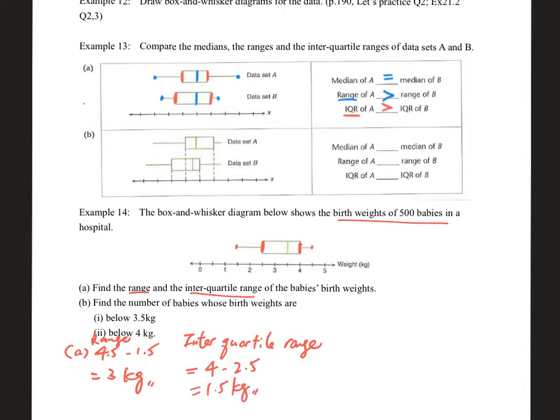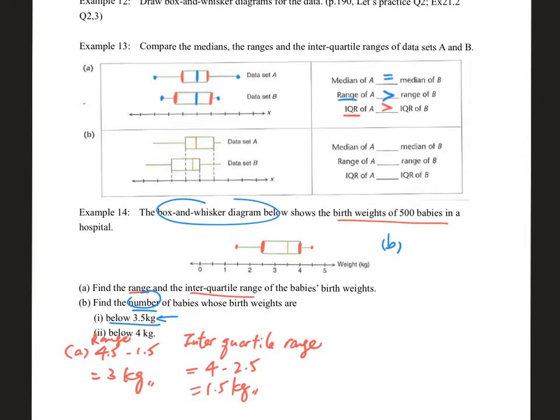Very easy, right? Coming up next, part B tests you on the concept of Q1, Q2, Q3. It's talking about below 3.5 kg, and you want to find the number. And then there are a lot of question marks in your mind, right? Because if you remember, I said the box-and-whisker diagram only tells you 5 values. They are the minimum, Q1, Q2, Q3, and also the maximum. But what do we mean by below 3.5 kg and finding the number of babies?